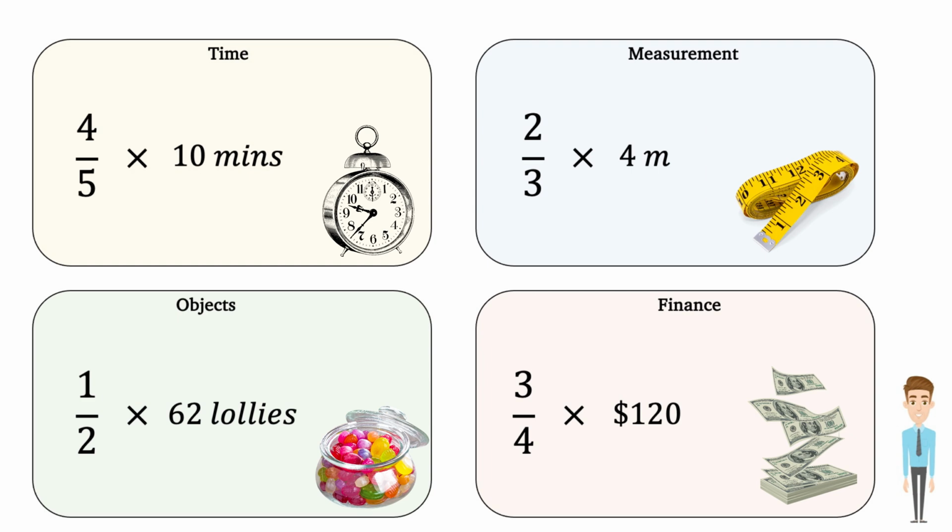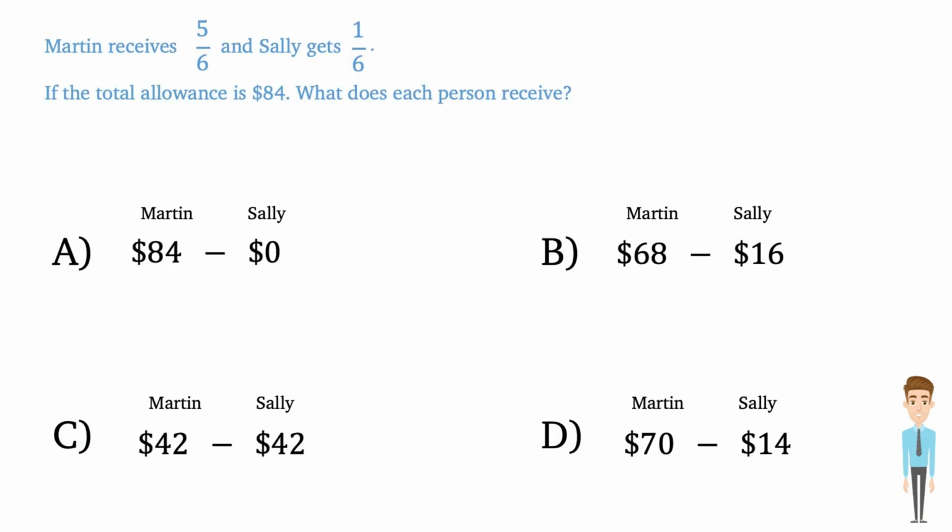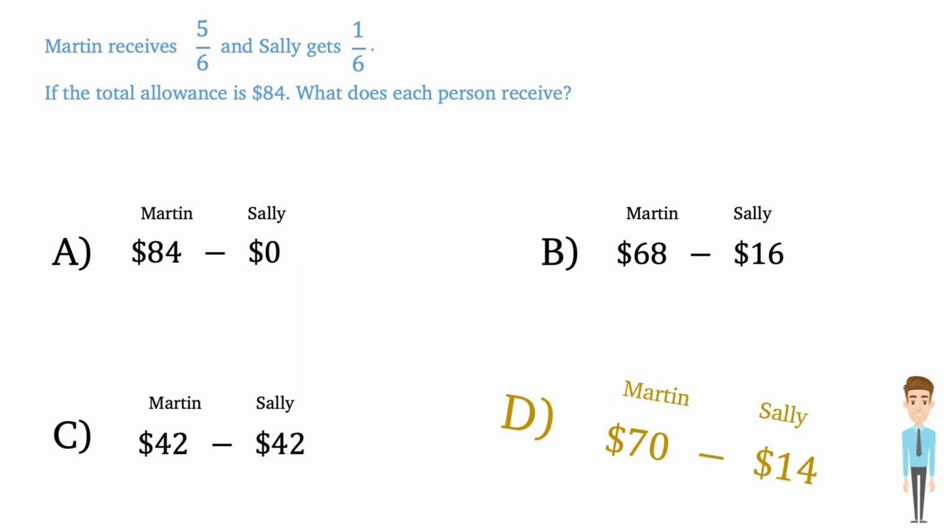It truly is endless. Now going back to our allowance problem, if we completed the calculation correctly, we would get option D. Keep an eye out for the next video as we go through exactly how to do this.